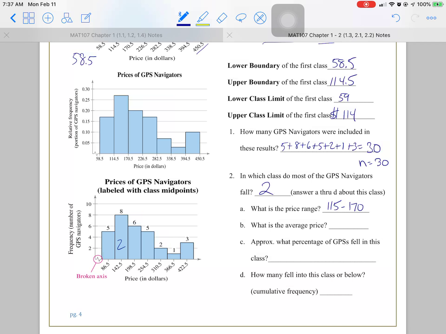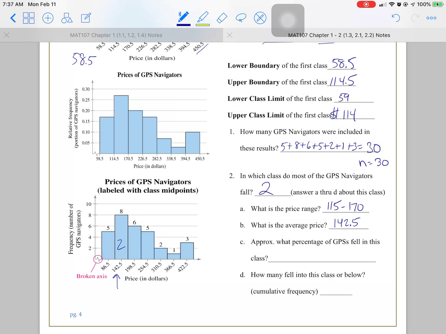So in that context, I do want the two numbers, okay? What is the average price? The average price, you have to look at this last one. The average price is 142.5. That's not a boundary, that's a midpoint. So that's the average, that's the center of that class. So that would be the midpoint.